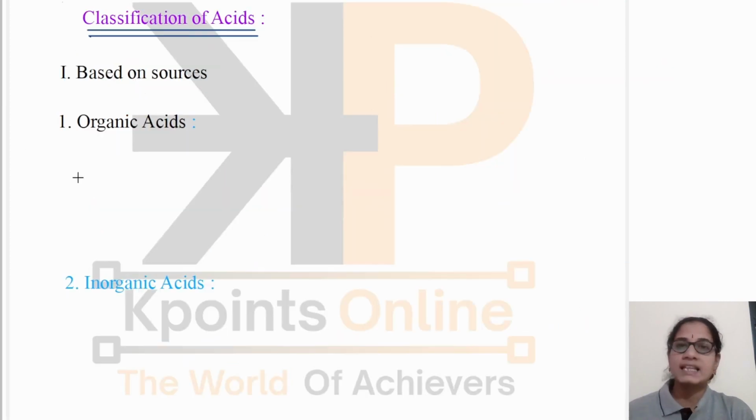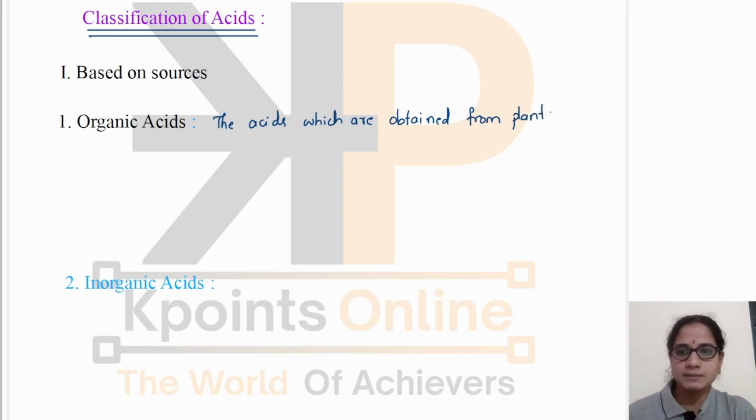Then let us study the classification of acids. Acids are classified into different categories based on sources, concentration, strength, etc. Based on sources, they are classified into organic acids and inorganic acids. The acids which are produced from plants and animals are called organic acids.